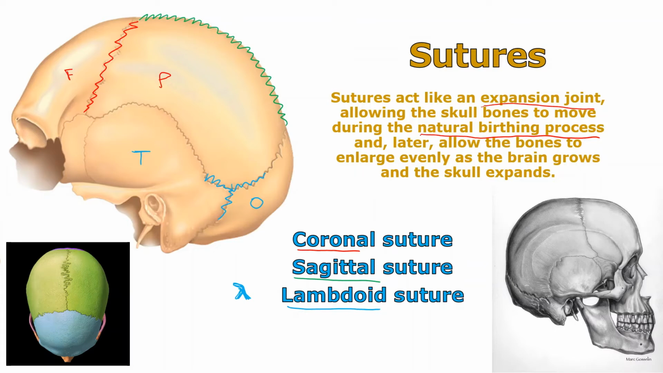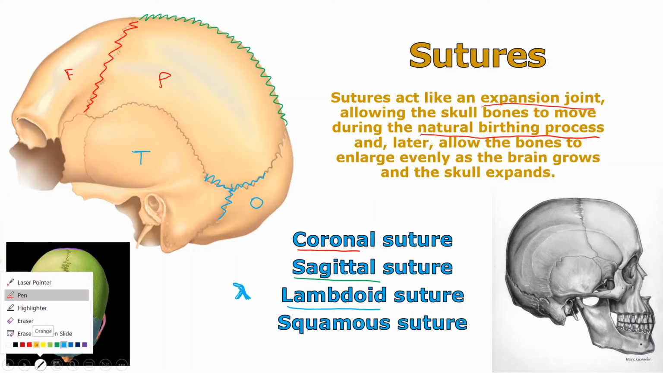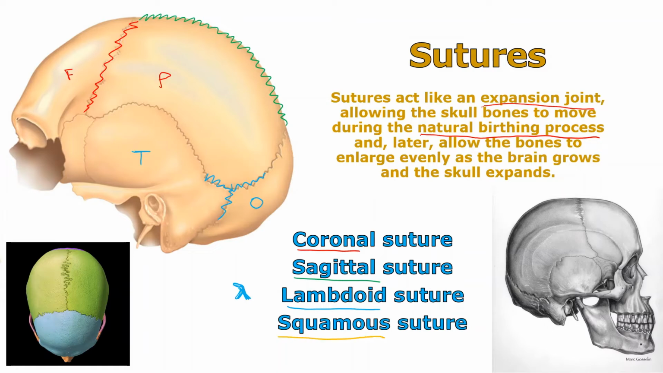Okay, and the one final suture is called squamous suture. We've seen that word before. We'll figure out why it's called that in a little bit. I'll do it in orange here. So right here on the top of the temporal bone is the squamous suture.